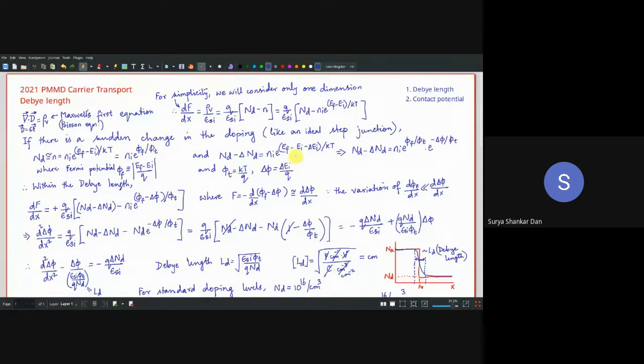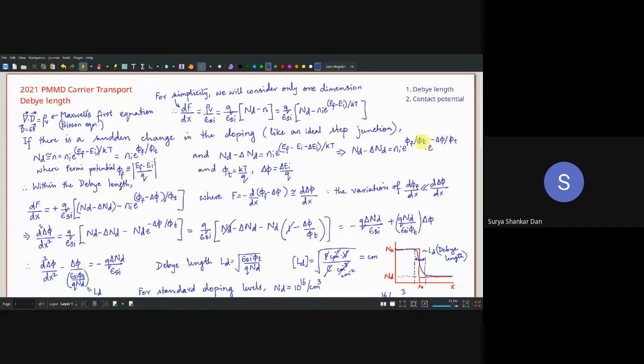I am not suddenly saying that it is a step junction, where at one point it is ND and the other point is exactly NA, or zero. No, there is definitely a decrease in the doping level when going from ND to NA, or NA to ND.